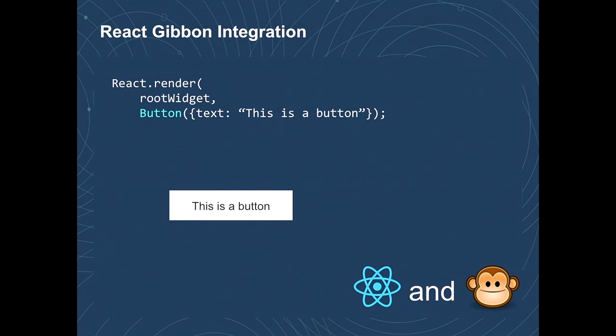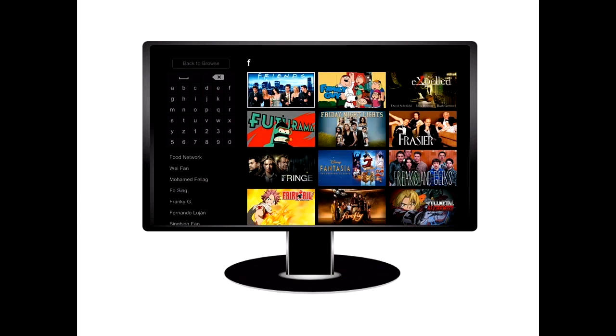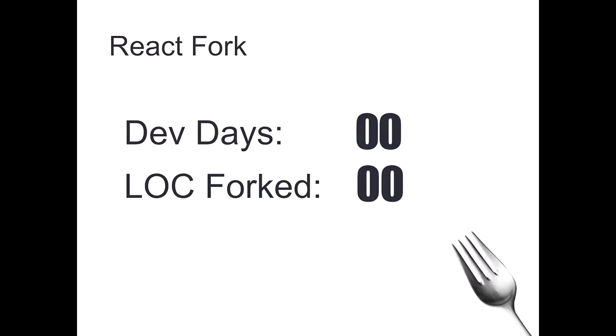So React Gibbon integration, it just worked. So that took us not too long. Actually, I think we had a prototype up and working with search and gallery in a very, very short time. And so the total time it took us to do this React fork, 2 days. Number of lines of code we actually had to fork, I think it was only about 67. So we were pretty emboldened. We started now in the process of building our UI actively on top of React.